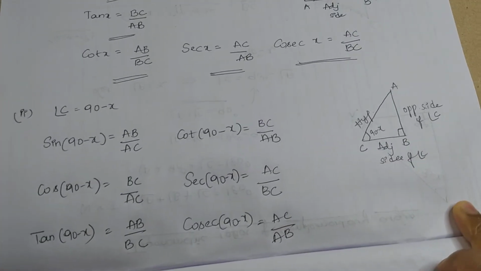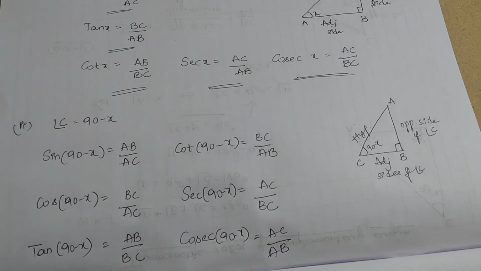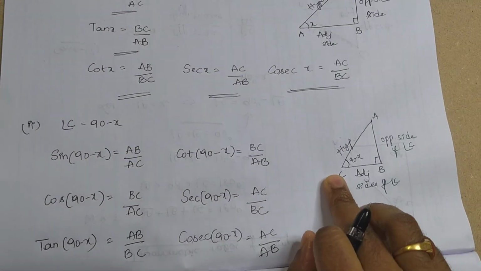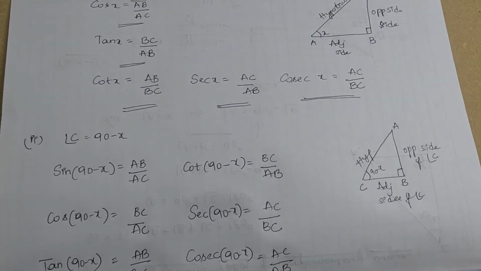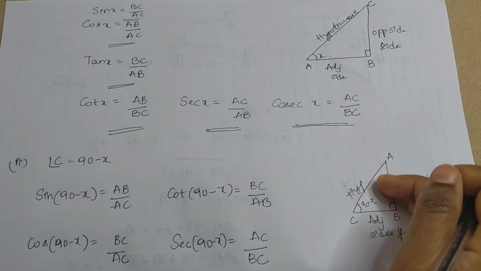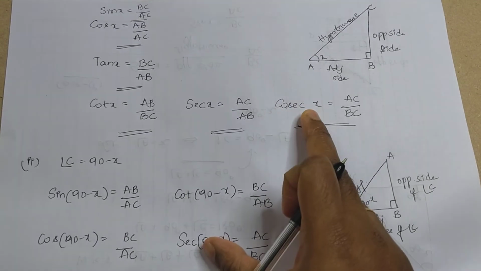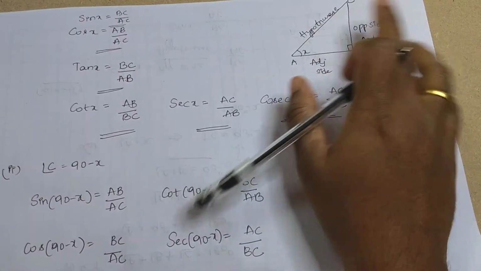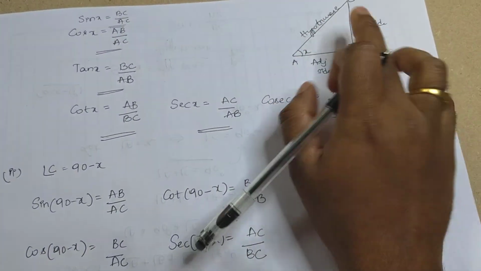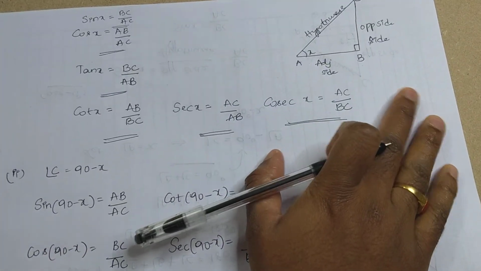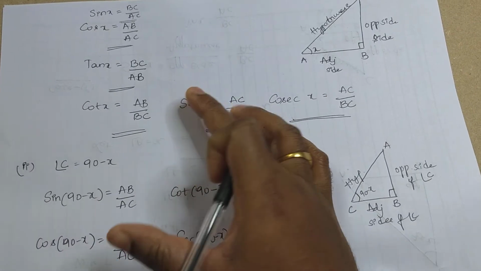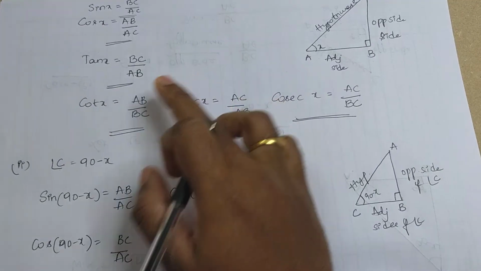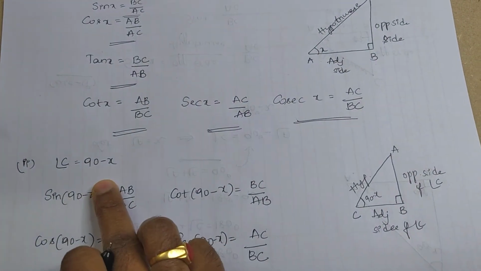So in case 1 we got the trigonometric ratios of angle A. In case 2 we got trigonometric ratios of angle C. Correct? However, in the two cases the sides are AB, BC and AC, where AC is the hypotenuse and AB and BC are the other two sides. So now let's compare the ratios here. For the case of angle A, x is taken, and in the case of angle C, 90 minus x is taken.